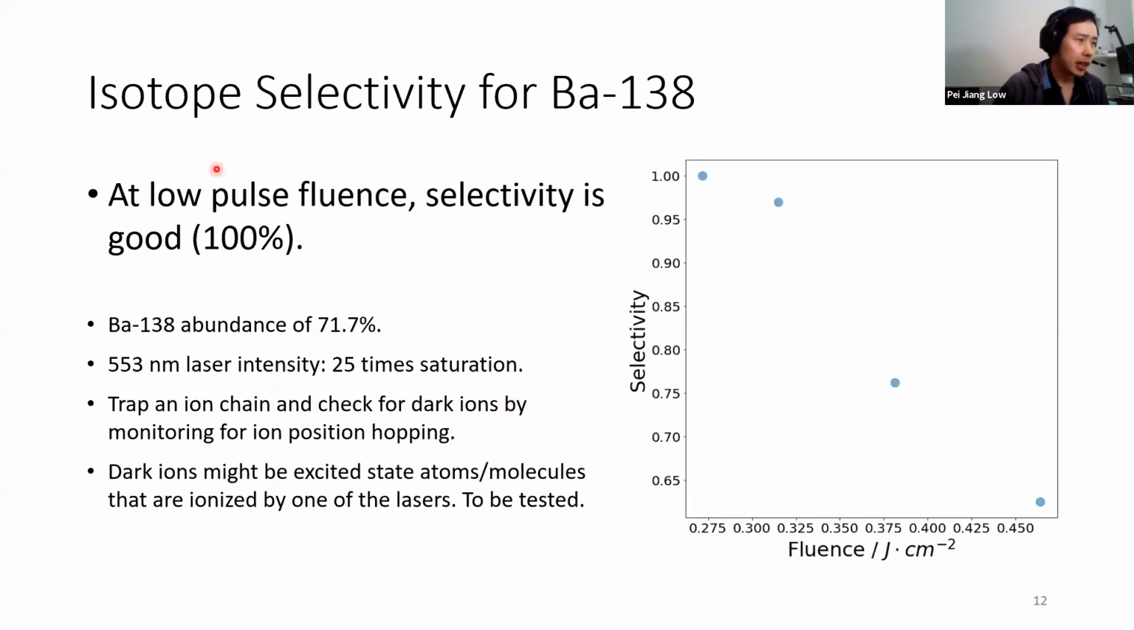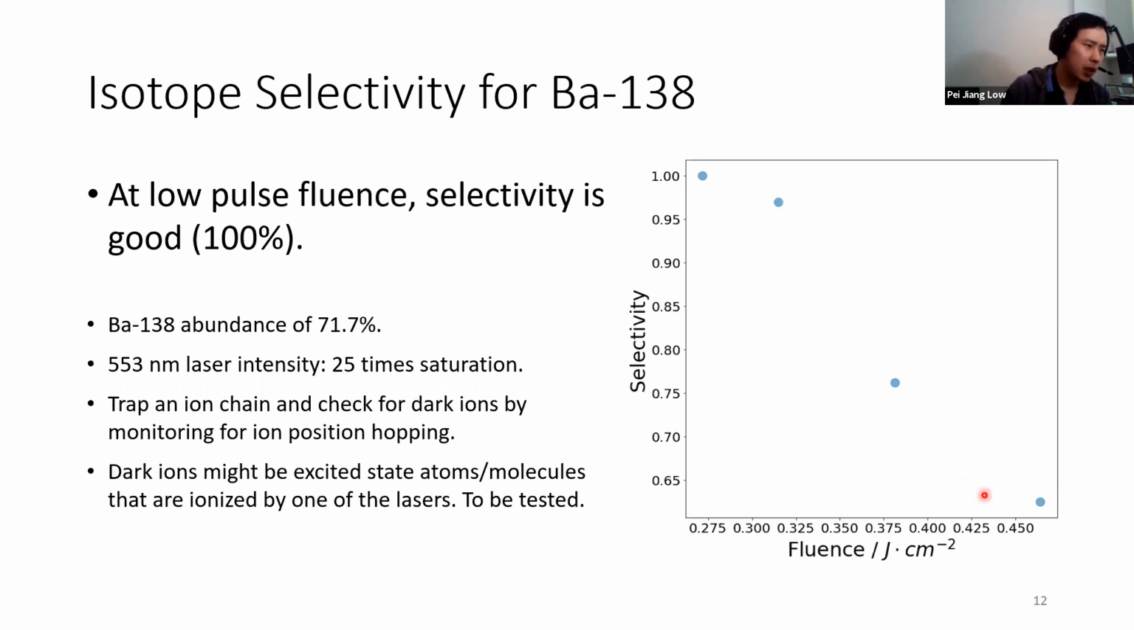So we performed the selectivity test for barium 138 as well. And for this experiment, we did it the more robust way, which is to trap a chain and then check for dark ions if there are any. So what we see here is that at low enough pulse energy fluence, we can get very good selectivity, which is 100% over here. And as we increase the pulse fluence, we see that the selectivity starts to drop off, meaning we start to see dark ions in our ion chain.